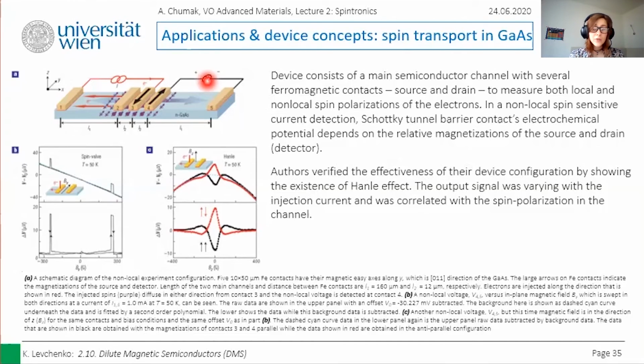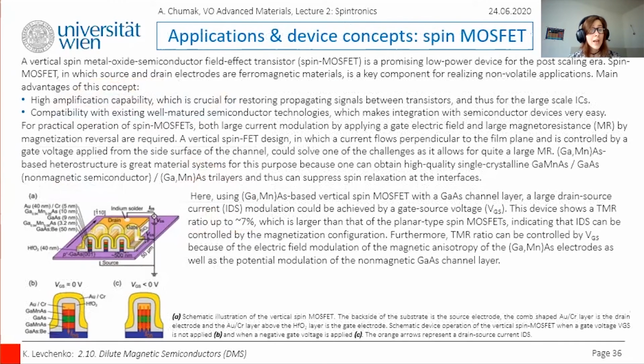And in this configuration, we have obviously a Schottky tunnel barrier, whose electrochemical potential depends on the magnetization, better to say the relative magnetization of the sources and drain. And the output signal in this way varies with injection current and is correlated with the spin polarization in the channel.